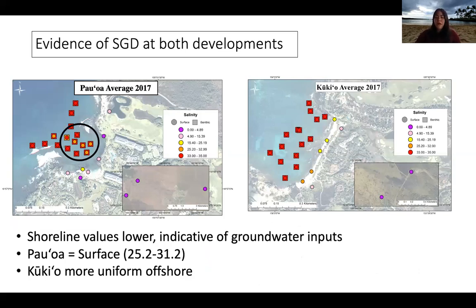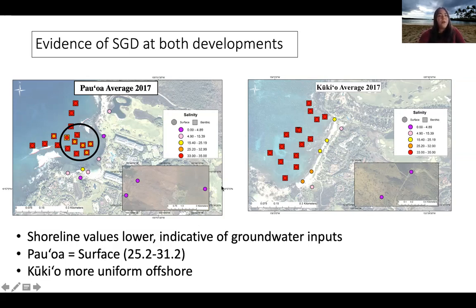So from these in situ measurements, we were able to see a snapshot of where possible areas of SGD might be. These maps show the average salinities at both developments. The left is Pauoa, the right is Kukio, showing the groundwater, anchialine ponds, shoreline, and surface and benthic stations. The bottom right inset is the groundwater wells, then the shoreline and anchialine ponds, the circles within the squares are the surface stations, and the squares are the benthic stations. The cooler colors indicate lower salinities, and the warmer colors indicate higher salinities.